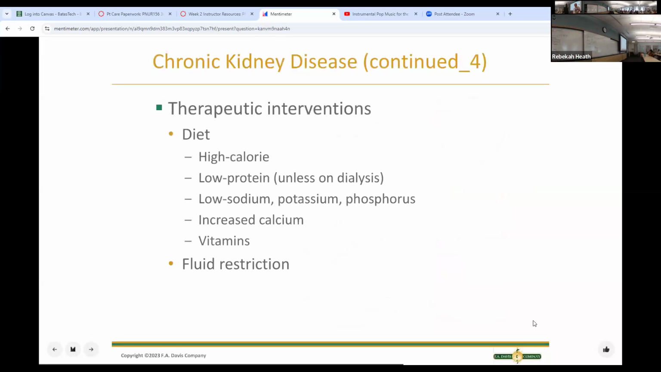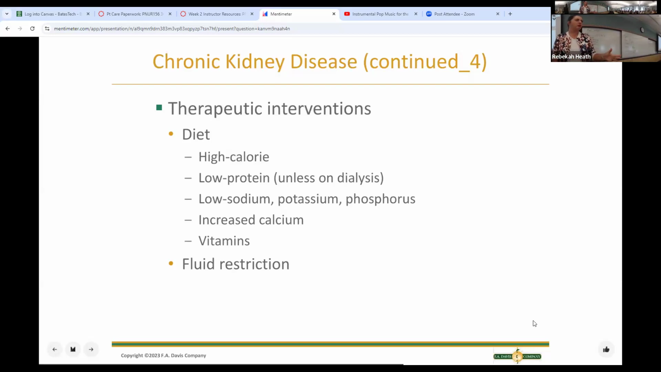All right, so therapeutic interventions. We really want them to have a high calorie diet, but we want to try to restrict the protein again, because it's harder for the kidneys to digest. Now, if they're on dialysis, we let them have more protein because the dialysis itself is going to be able to filter out some of the protein. We try to have low sodium, low potassium, low phosphorus, because they're not going to be able to excrete those like they normally would. We're going to give them some vitamins and supplements because they're probably not eating as well as they should. And a lot of times we have them on a fluid restriction.